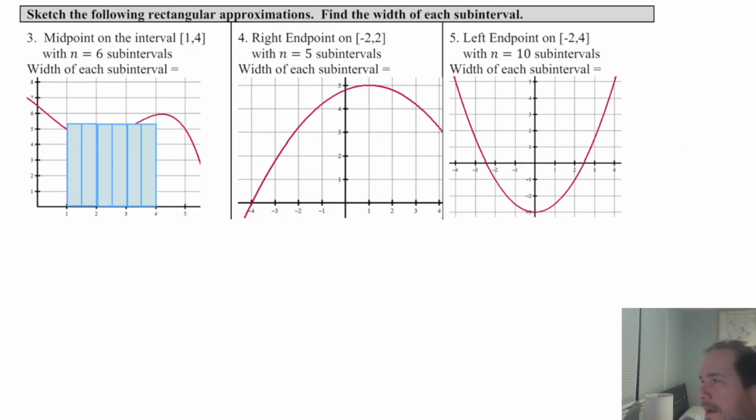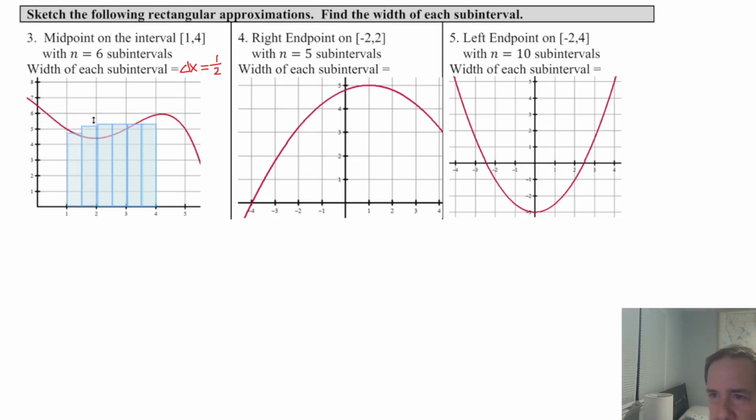So right away, I kind of skipped over it, but the first thing you should be calculating is the width of each subinterval, aka delta x. For this problem, 4 minus 1 makes 3. 3 divided by 6 subintervals means everything should only have a width of 1/2. Now to make sure this looks like midpoint rectangles, you'd want to make sure that all of these have their heights given by the values at their midpoints. So let me make these a little bit see-through.